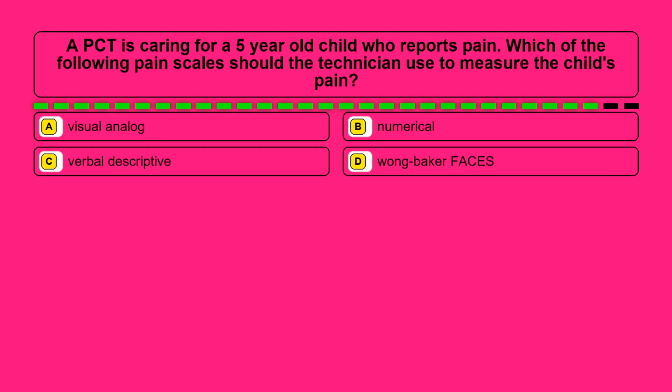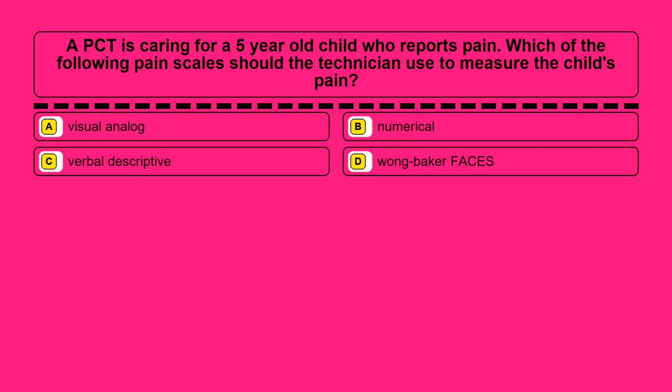Question 53. A PCT is caring for a 5-year-old child who reports pain. Which of the following pain scales should the technician use to measure the child's pain? Option A. Visual analog. Option B. Numerical. Option C. Verbal descriptive. Option D. Wong-Baker faces.